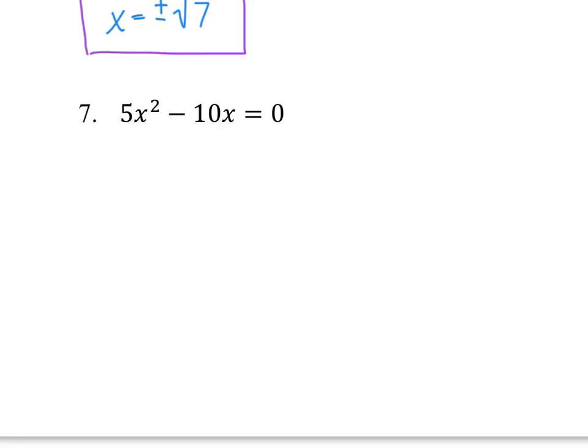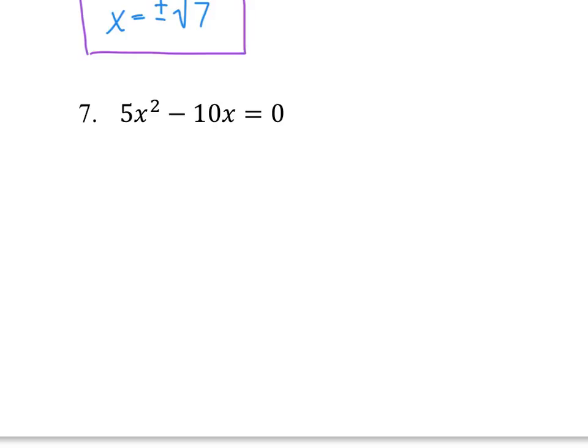Alright, now looking at number 7, we've got our x squared and our x. We don't have a constant term, so the traditional factoring method is going to be kind of weird here. Quadratic formula is going to be kind of weird here. So what I would look at is, hey, there's a common factor there. There's actually a full common factor of 5x. I could factor the 5x out.